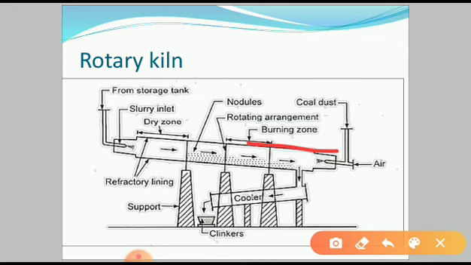Then the clinker drops into the rotary cooler where it is cooled under controlled conditions. The clinker is stored in silos or bins, and after that it is weighed in batches. Finally, these cooled clinkers are ground in a ball mill with the addition of 3 to 5%, or in some cases 2 to 3%, of gypsum, in order to prevent the flash setting of the cement.